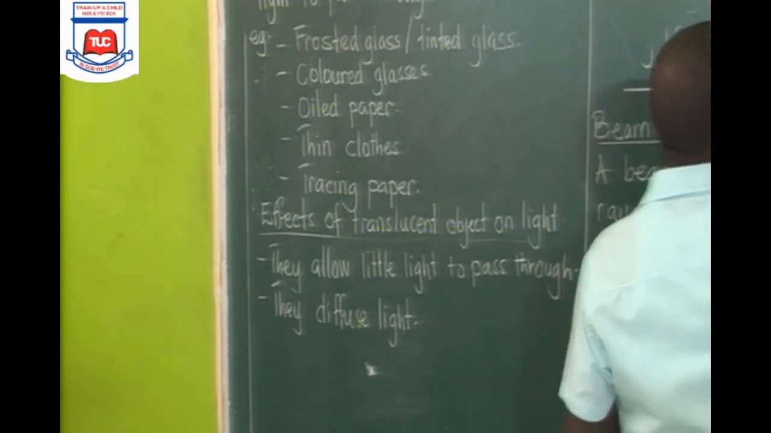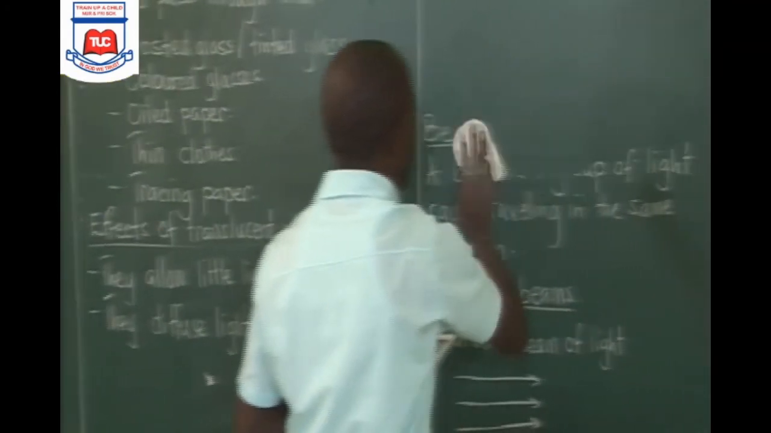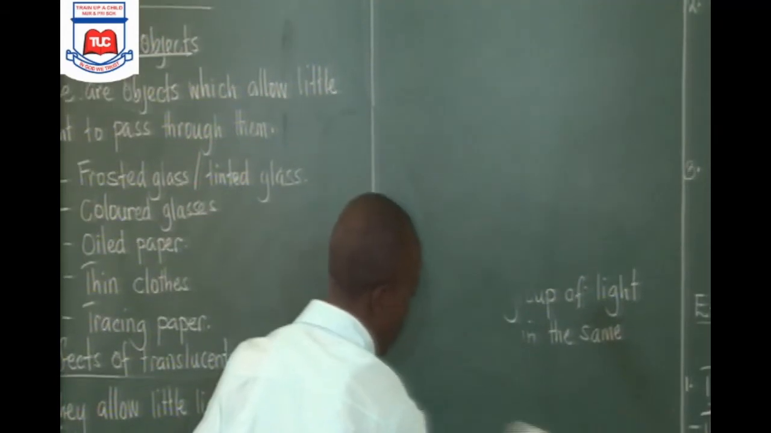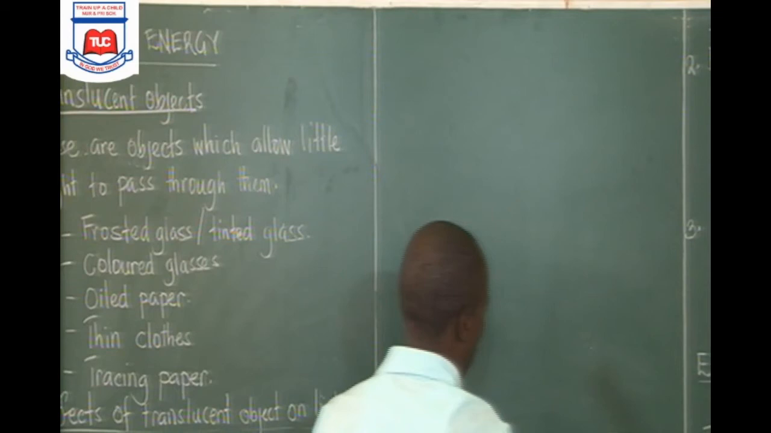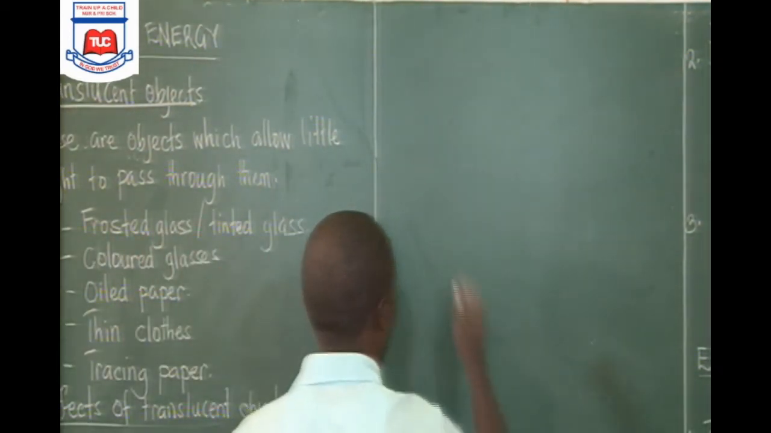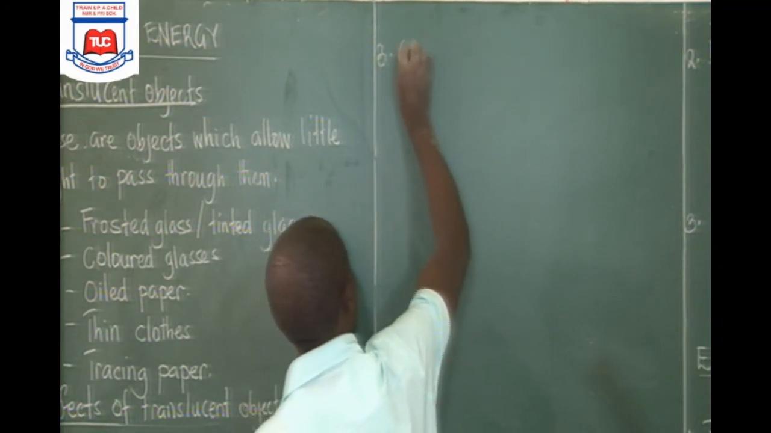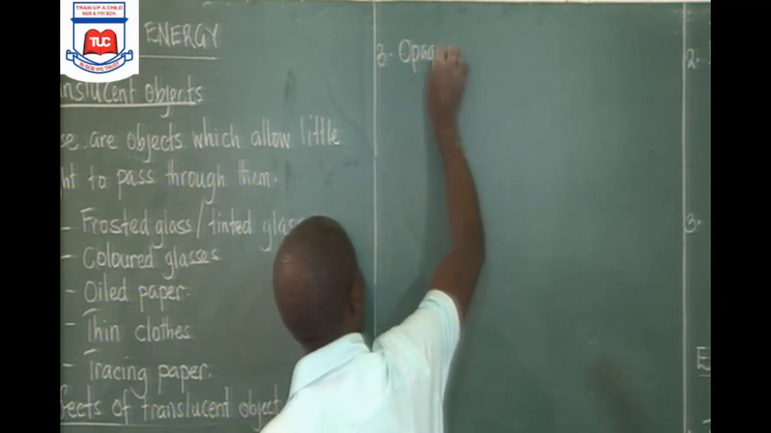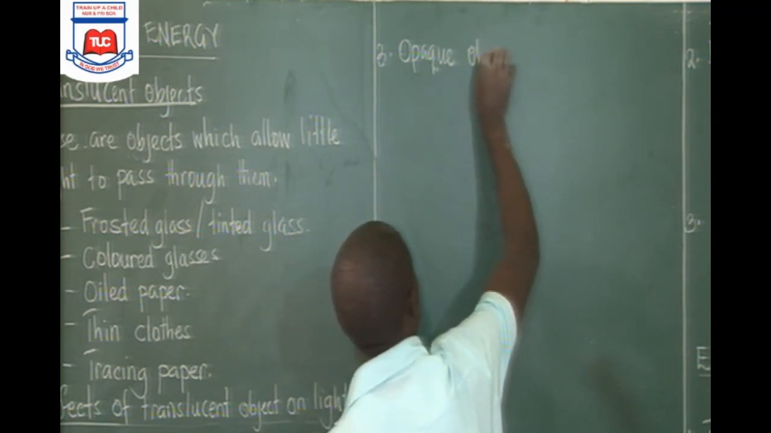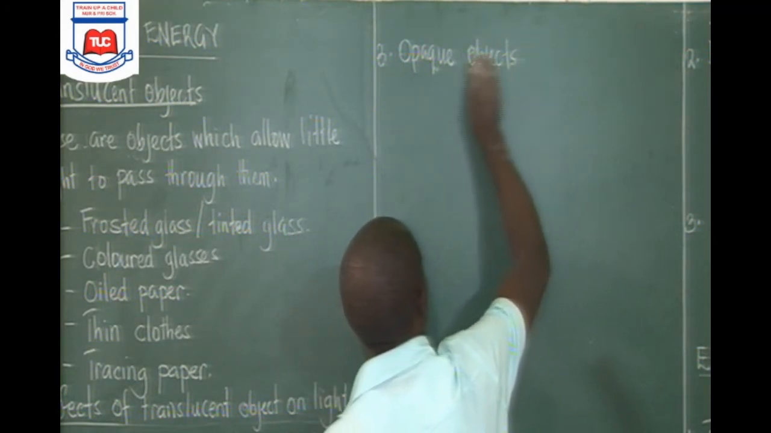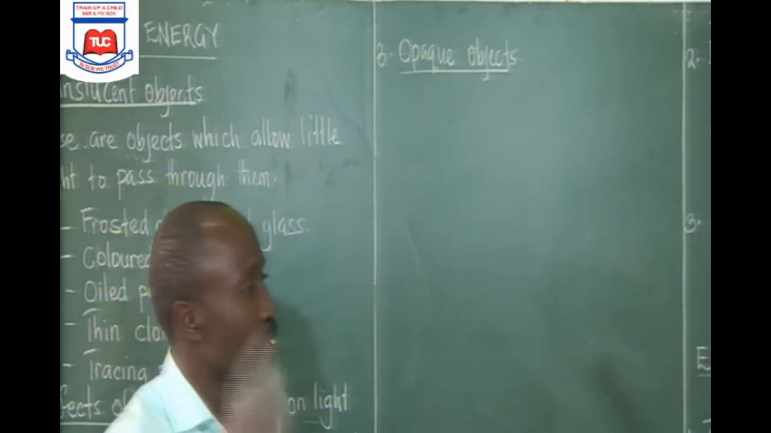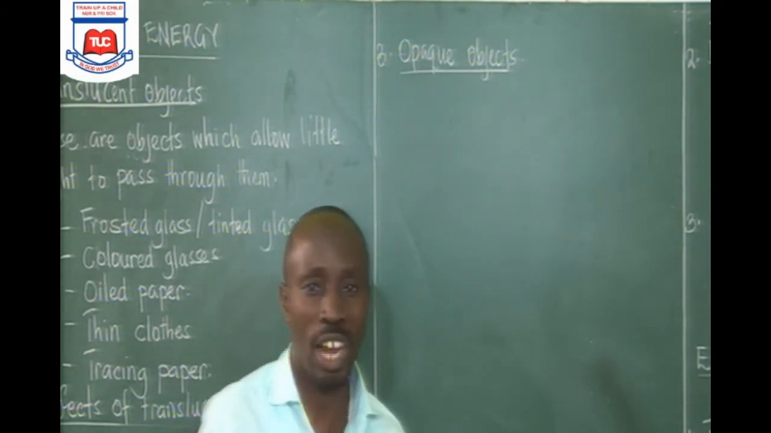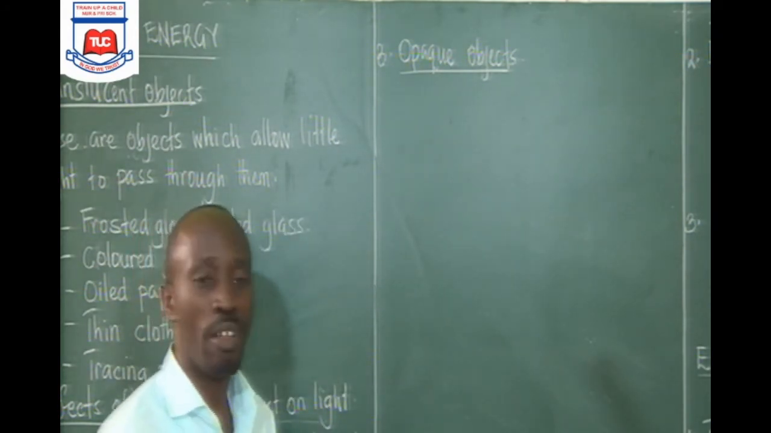All right, let's look at another category of objects, and that is the last one on such materials. Okay? We have the opaque. That is number 3. Opaque objects. The word opaque simply means such an object blocks light. It does not allow light to pass through it.